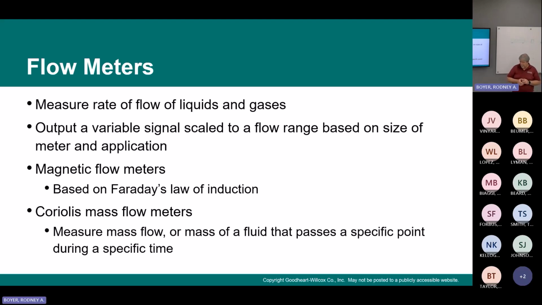Magnetic flow meters are based on Faraday's law of induction. Coriolis mass flow meters, those things are really cool. They're based on the Coriolis force, which is a force that doesn't actually exist. But it's still named.